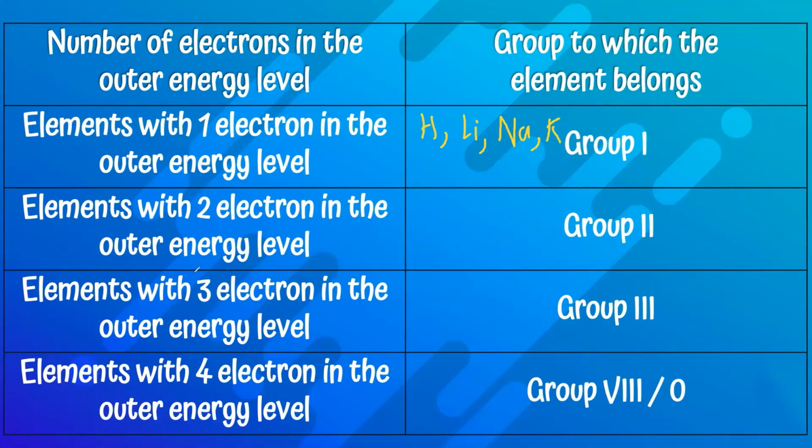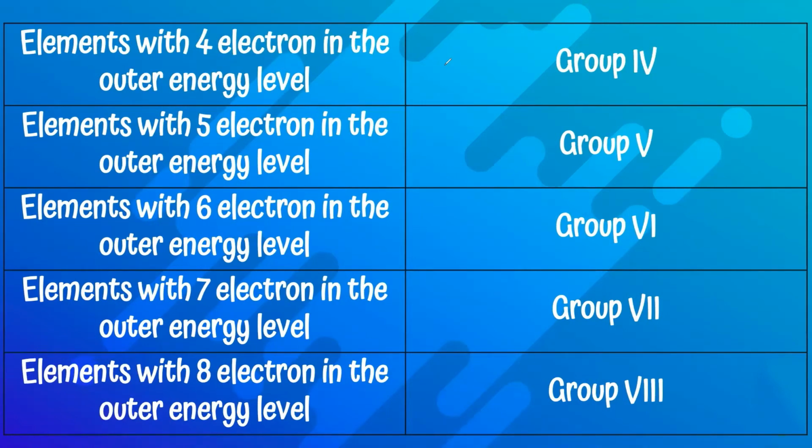Elements with two electrons in the outer energy level are group 2, and this is group 1. The elements belonging to group 1 are hydrogen, lithium, sodium and potassium. The elements belonging to group number 2 are beryllium, magnesium and calcium. The elements belonging to group number 3 are boron and aluminium. The elements belonging to group number 4 are carbon and silicon.